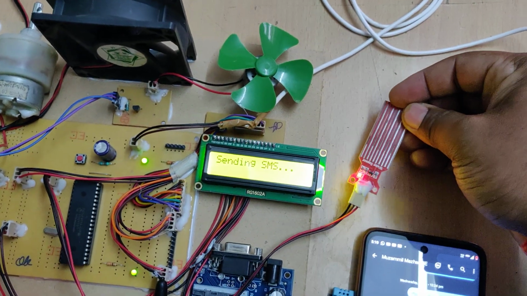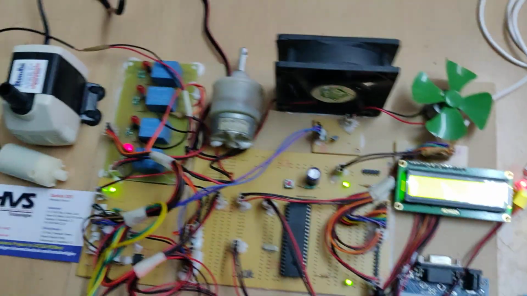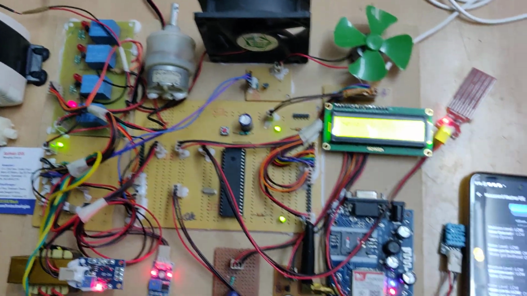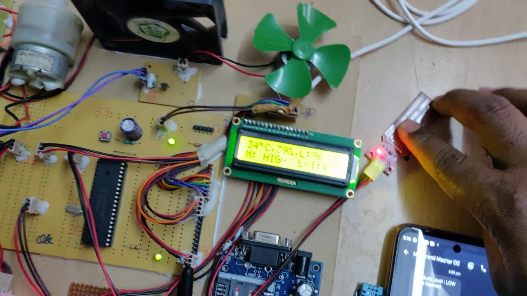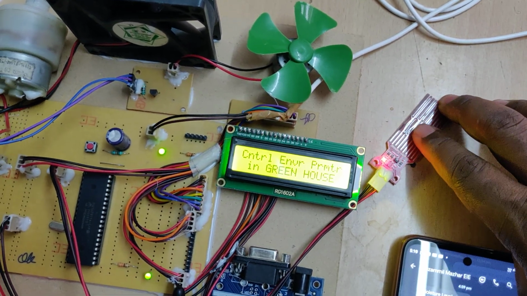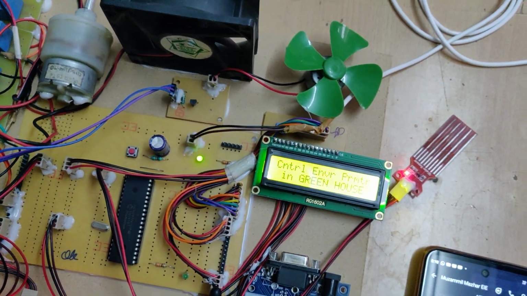Right, I've fully wiped the water. That's why the motor got switched on. Again we got the message alert, water level is low. Right, I put the water back again.